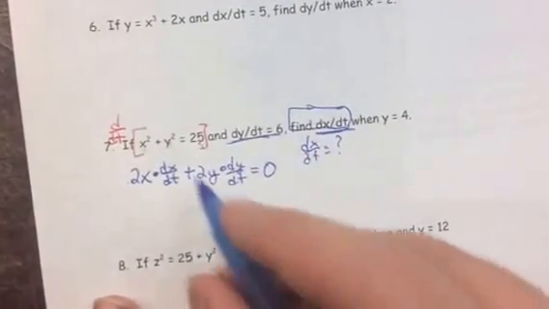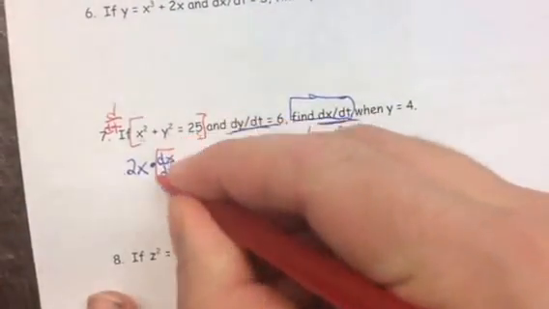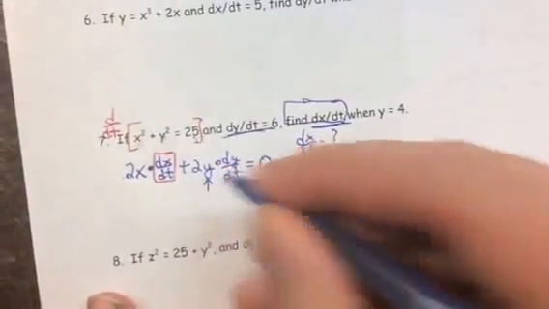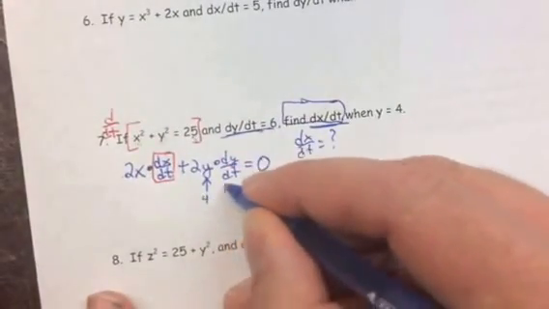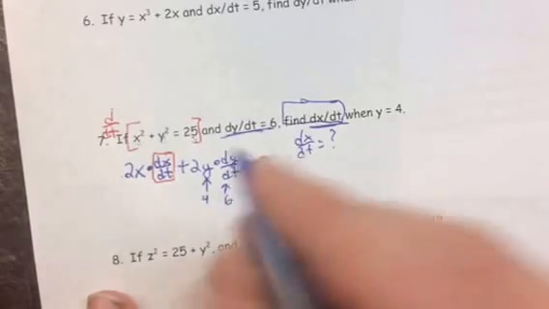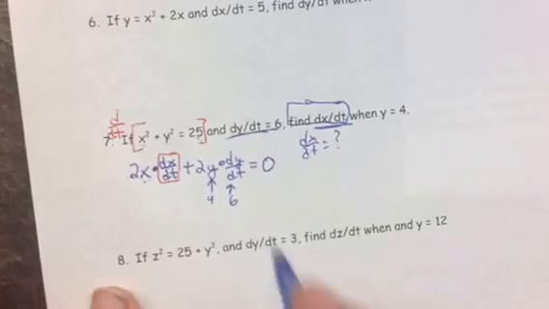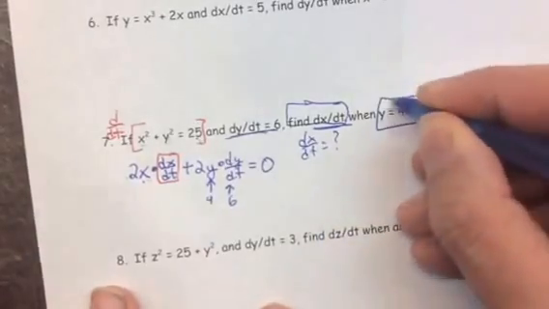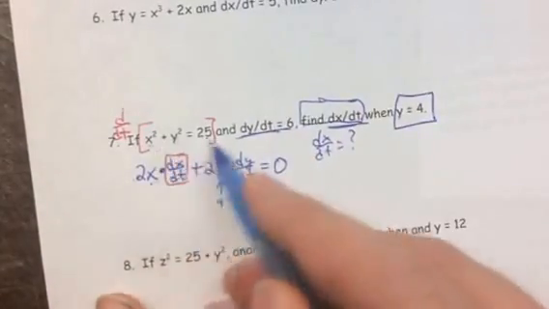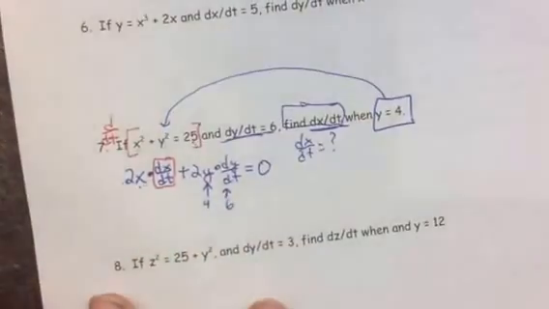So let's plug in. We're going to be looking for dx/dt, and so we don't need to plug anything in there. We're going to plug in y is 4. We're going to plug in dy/dt is 6. But we need to know what x is, otherwise we won't be able to solve for dx/dt. And how can we do that? Well, we know that y is 4, and we have an equation relating x and y, and whenever you have an equation relating two things, if you know one of them, you can find the other.